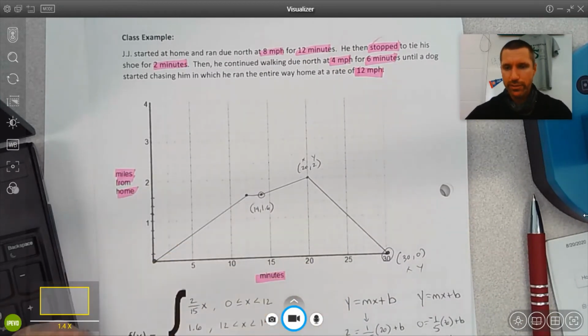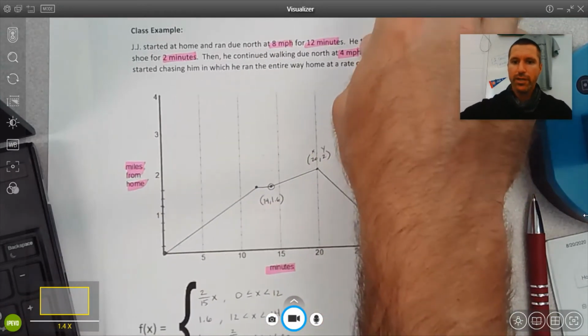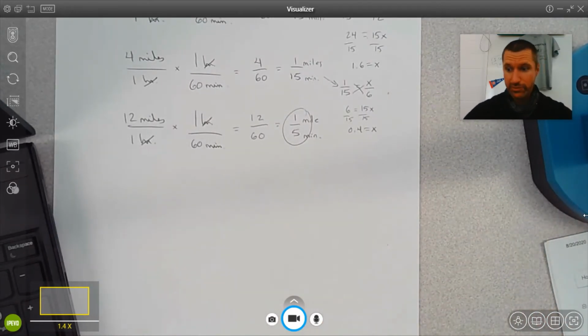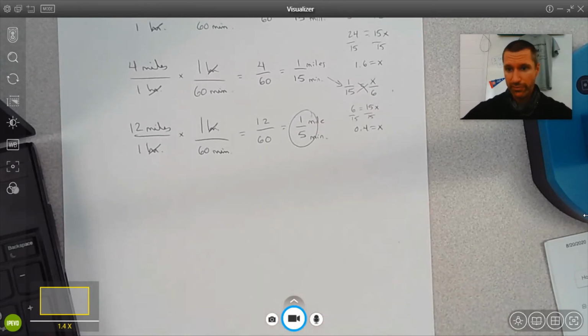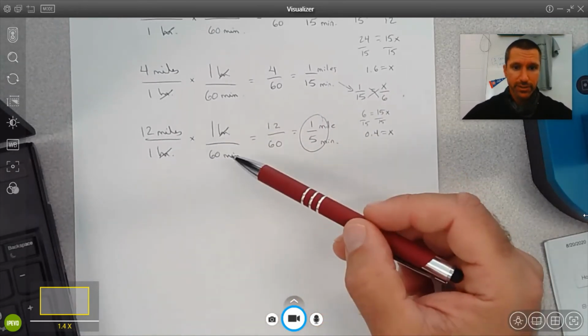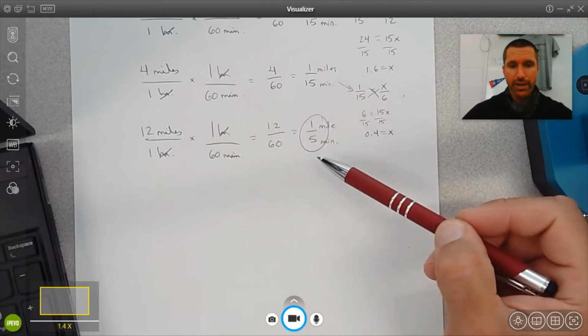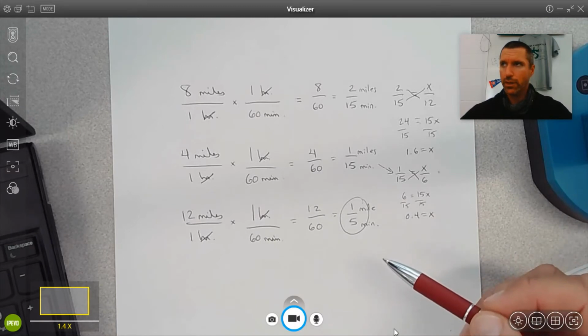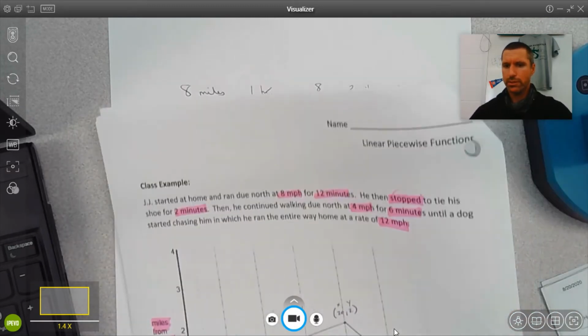So you have to consider how fast he's moving, and then figure out how far it would take him to go the 2 miles back to home, because we know exactly where he is based on how we've tracked him. So 12 miles per hour divided by 60 is 12 over 60, or 1 over 5. So he's going 1 mile every 5 minutes. Okay, that's actually pretty easy to understand.